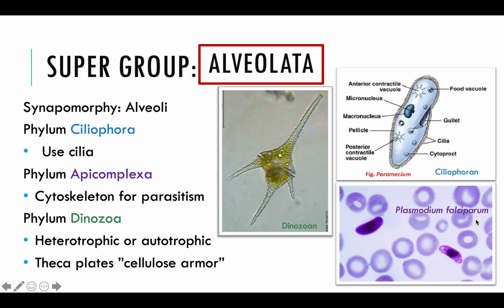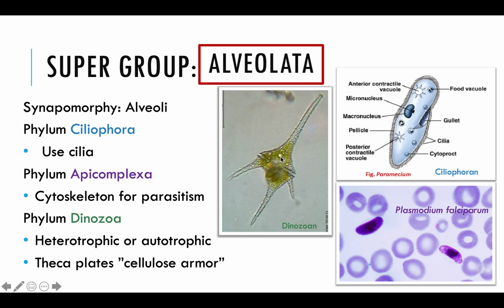But plasmodium is transported by mosquitoes, which we know. So that is how people are getting malaria. This little parasite is inside of that mosquito's blood and then is being transferred to another host, for example, a human, right? So then we have dinozoa.